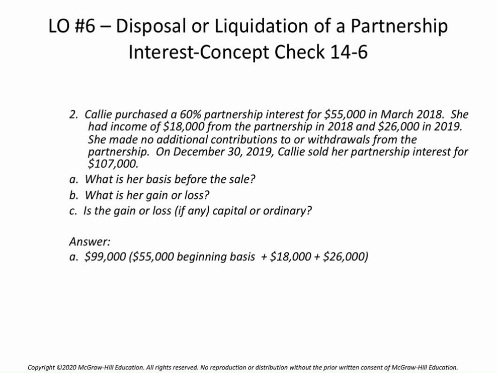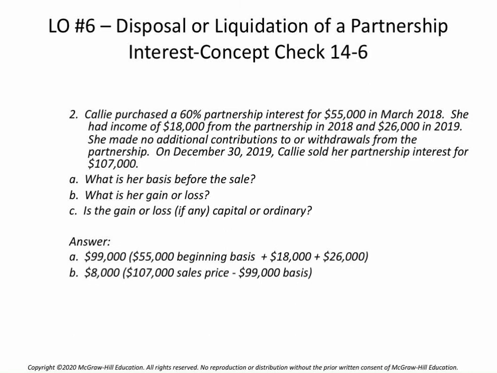We're going to take $55,000 for the beginning basis. We're going to add $18,000 from 2018 and $26,000 from 2019. So we're going to have $44,000 in income. That's going to increase the $55,000 beginning basis, leaving us with $99,000 for the basis before the sale. We're going to have proceeds from the sale of the partnership interest of $107,000, less the basis at the time of the sale of $99,000. So we're going to have $8,000 as a gain.